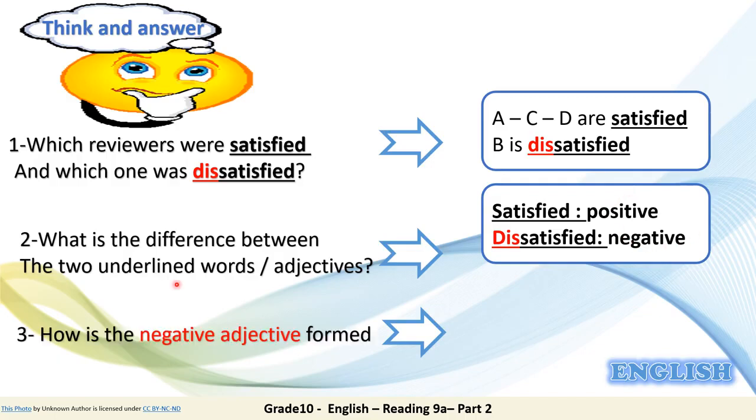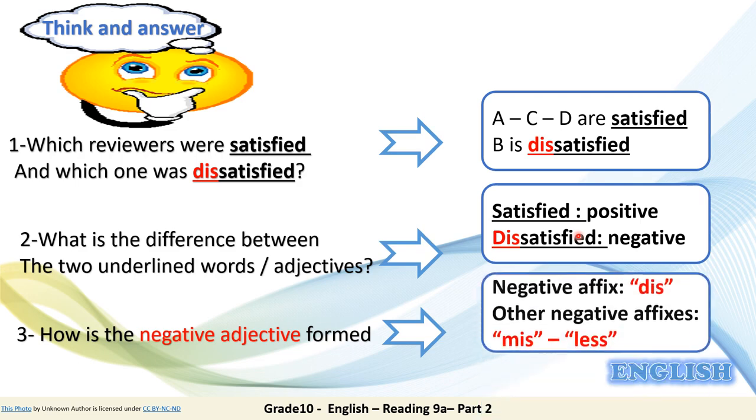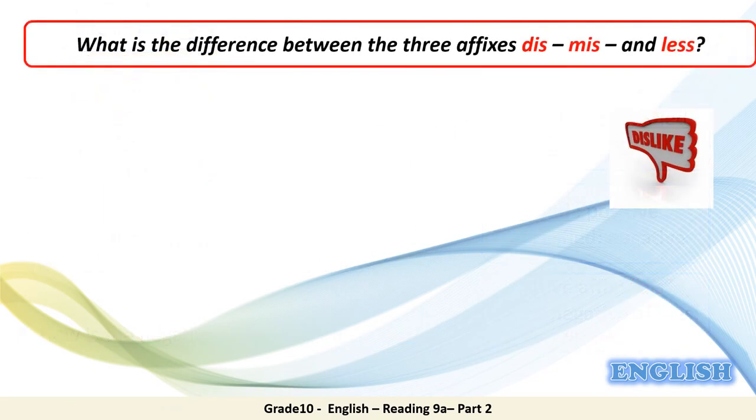The third question is, how is the negative adjective formed? The negative adjective dissatisfied. What do you notice? Very good. The negative affix changed the positive adjective satisfied. It became dissatisfied. So we form negative adjectives by adding negative prefixes. And we have other negative affixes like mis and less. What is the difference between the three negative affixes dis, mis, and less?